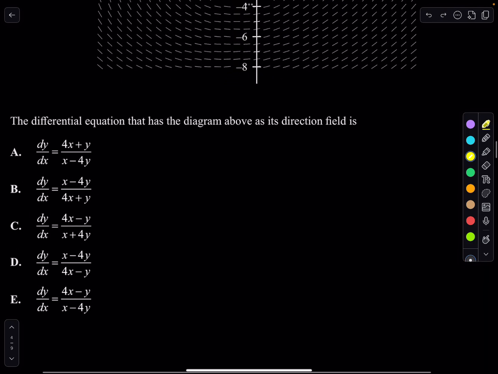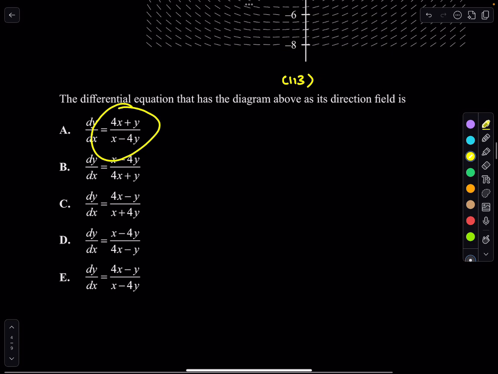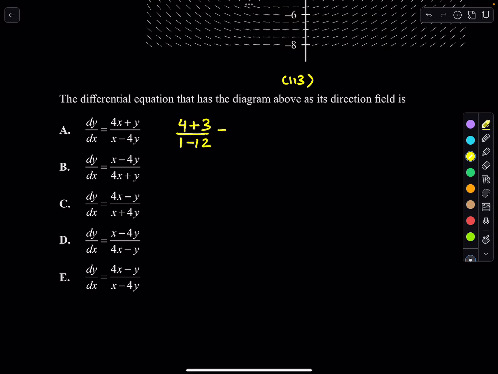So if I sub in that coordinate, 1, 3, it should give me dy/dx approximately 0. Let's try the first one. If I sub in 1, so 4 plus 3 over 1 minus 12, is equal to 7 over negative 11. So this is like negative 0 point something. So it is in that 0 part. It could be this one, by the way. Yep, because it's 0 point something, it's very small.